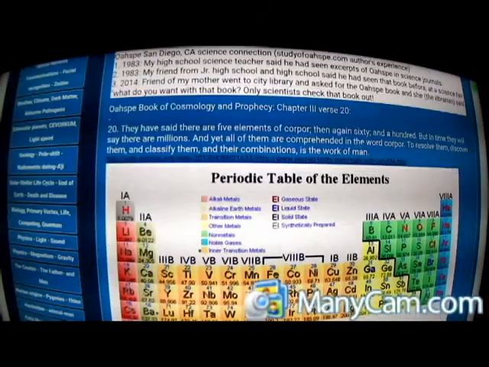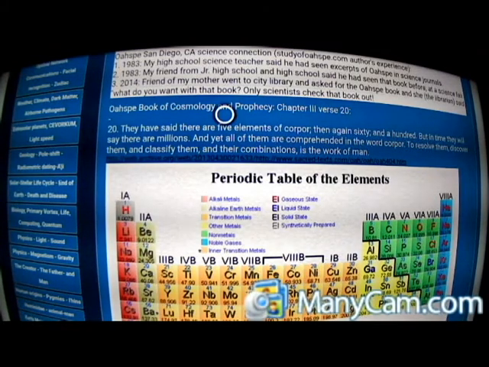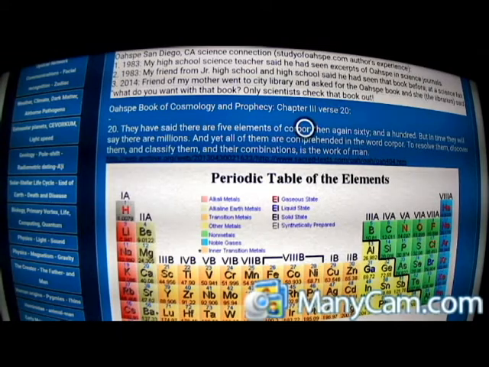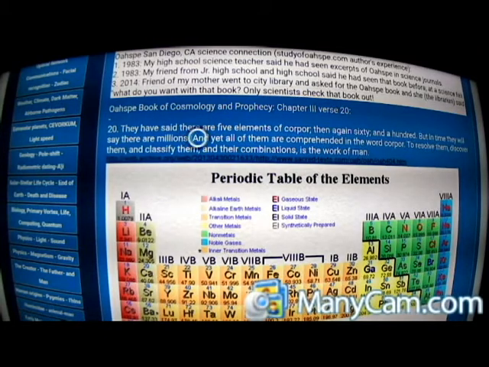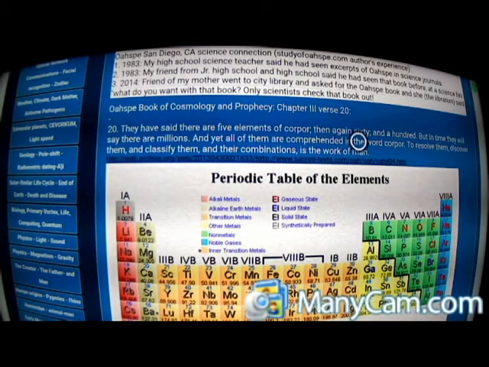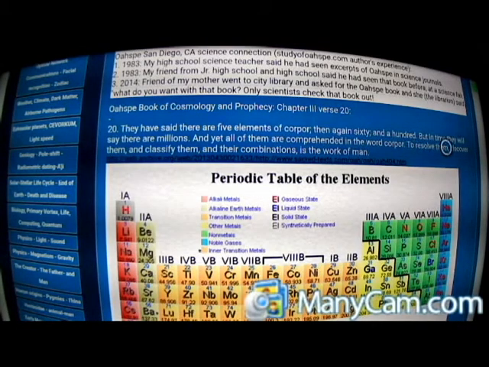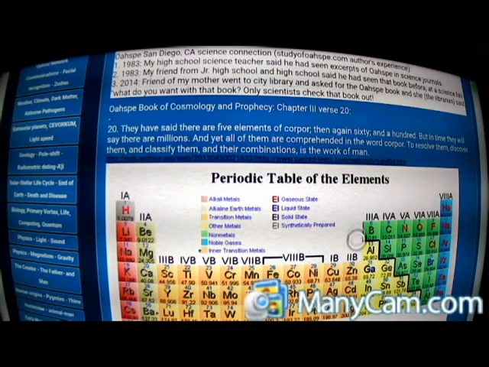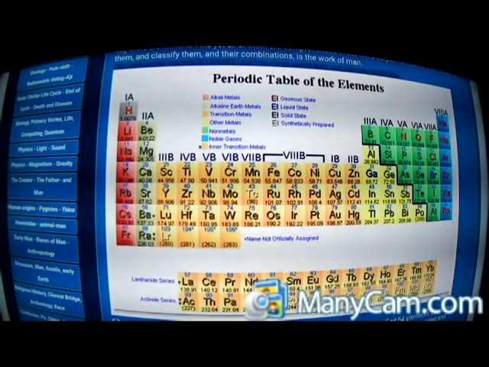Oahspe, Book of Cosmology and Prophecy, Chapter 3, Verse 20. They have said there are 5 elements of corpor, meaning physical matter, then again 60, and 100. But in time they will say there are millions, and yet all of them are comprehended in the word corpor. To resolve them, discover them, and classify them, and their combinations, is the work of man. Right there you have a periodic table of the elements.